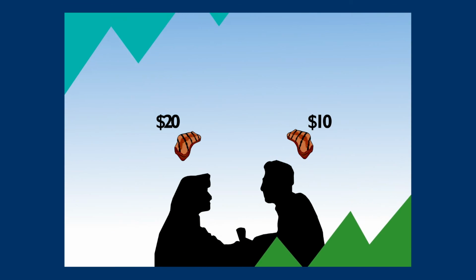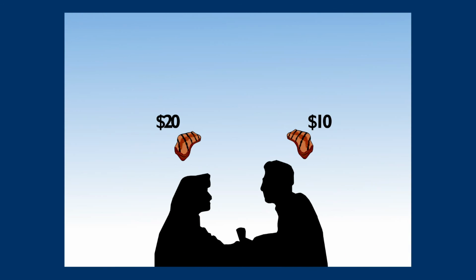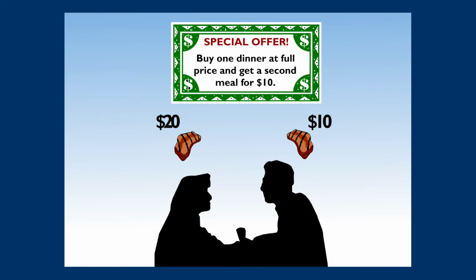Let's use our dining analogy to illustrate the leveraging impact. It's sort of like having a discount coupon. A popular one is buy one dinner at full price and get a second meal for $10. Over time, the restaurant may raise the price of their standard menu items, but the value of the coupon remains the same, just $10 for the second dinner.